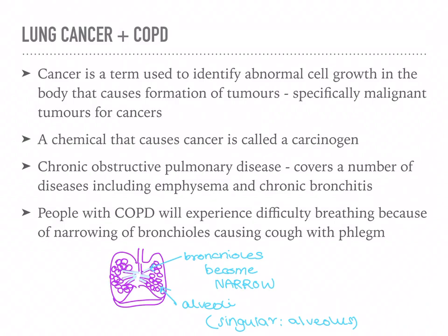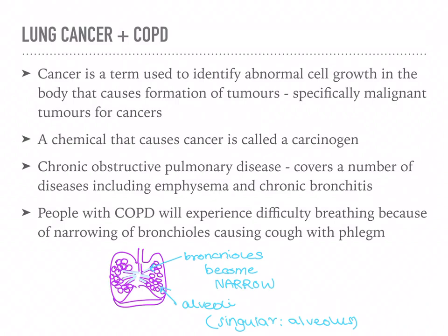So every cell has this substance called MHC1. It's called major histocompatibility complex. So every normal cell has major histocompatibility complex, but a cancer cell is an abnormal growth, so it does not have this MHC1. That's why when we say it's a malignant tumor, it does not have the MHC1 compound. A chemical that causes cancer is called a carcinogen.